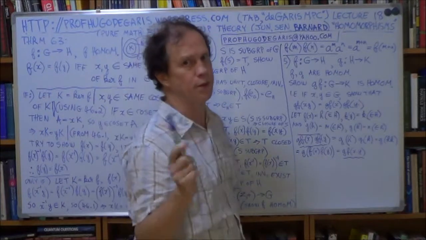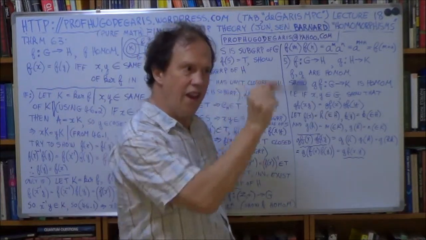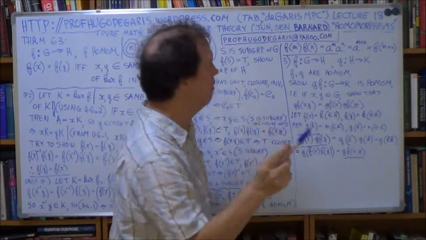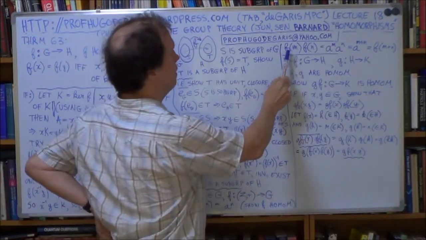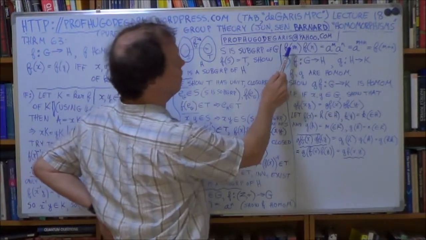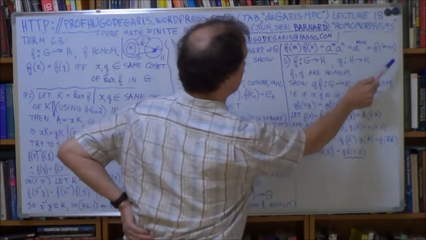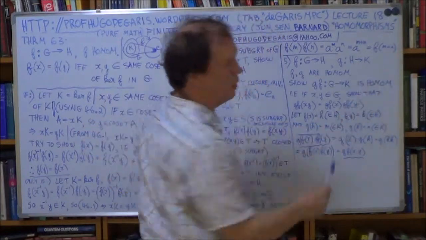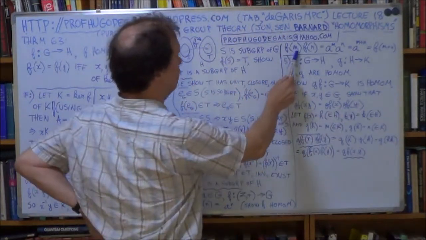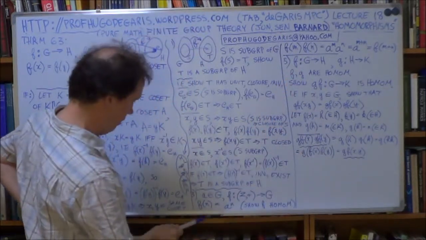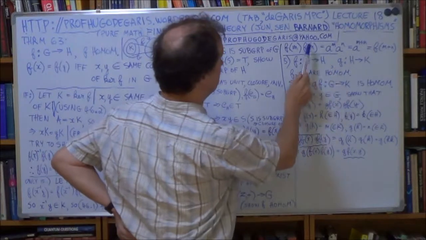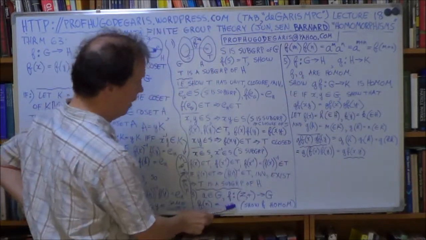To prove homomorphism, it's just f(m+n) equals f(m) times f(n). So here's f(m) times f(n). We'll try to prove that that's the same as f(m+n). Well, the binary operation is now plus, so we can write it that way. What is f(m)? Well, I'll just put an m here, so we get a to the m, and f(n) is a to the n.